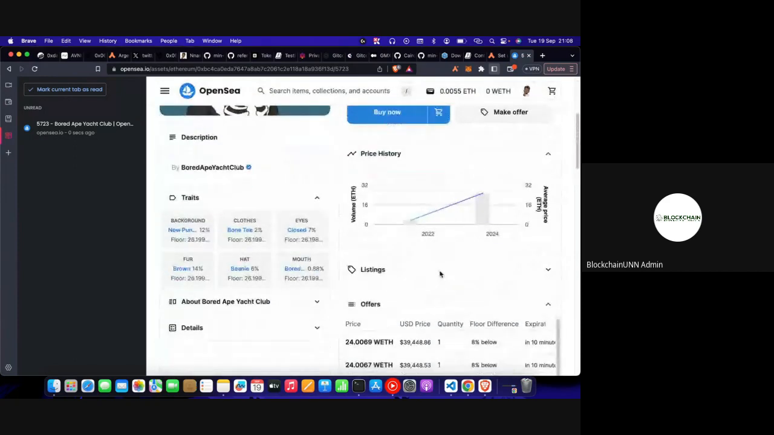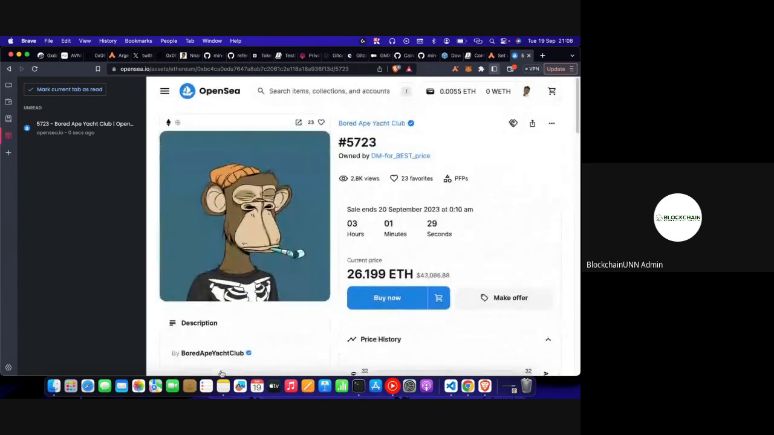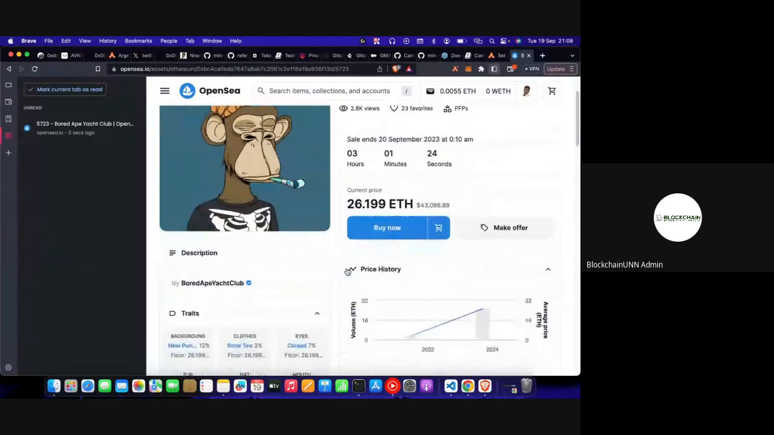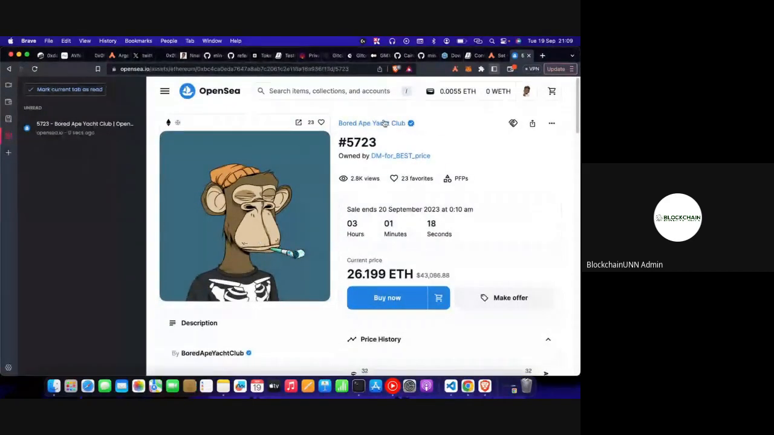And you can obviously see different information. For example, you can check the traits. So here are some traits about this particular NFT: the background, the clothes, the eyes, the mouth, the hat, the fur, and so on and so forth. Now, these traits are what make this particular NFT distinct from others. So if these traits do not appeal to you, you could go back to the collection and search for a particular trait that would appeal to you.